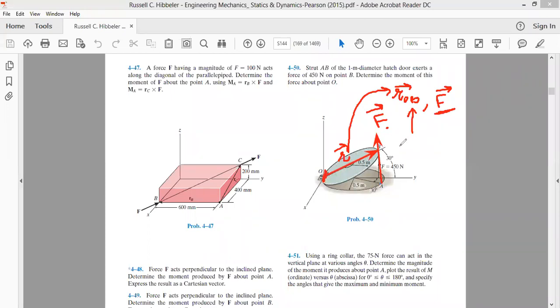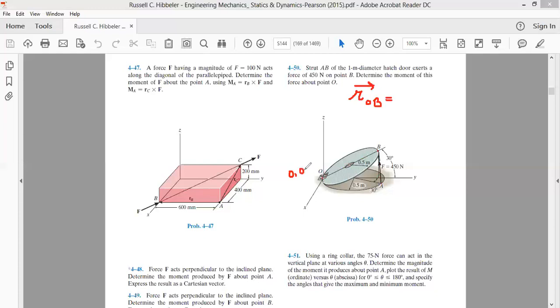So the problem boils down to, first of all, finding the R OB vector. In order to find the R OB vector, look at this point O, look at this point B. Point O is at the origin, so its coordinates are 0, 0, and 0. It does not have any coordinate along X, Y, and Z axis. Now look at this point B.